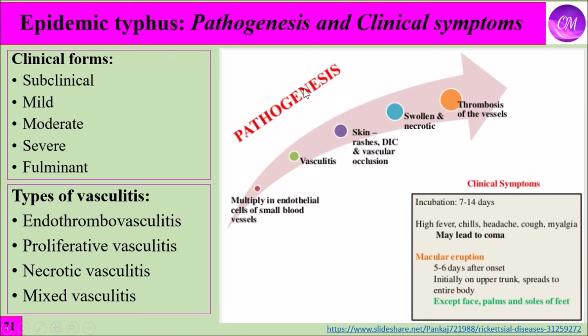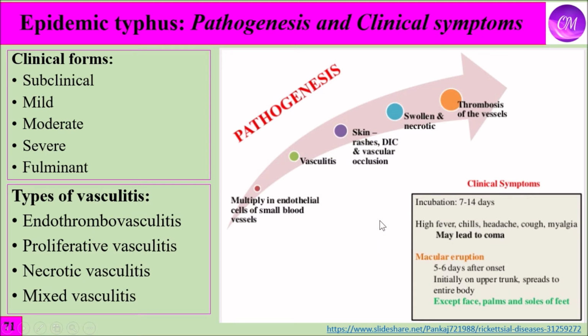Here you see the pathogenesis of the epidemic typhus. They multiply in the endothelial cells of small blood vessels, which results in development of vasculitis, and development of vasculitis results in the appearance of the skin rash, the disseminated intravascular coagulation syndrome and vascular occlusion, then the swelling and necrosis of the tissues and thrombosis of the vessels.